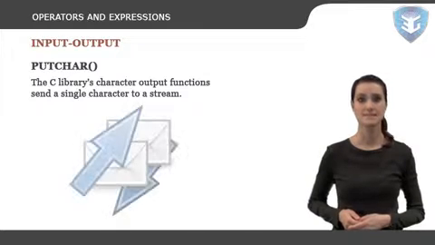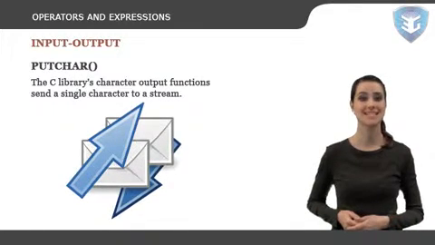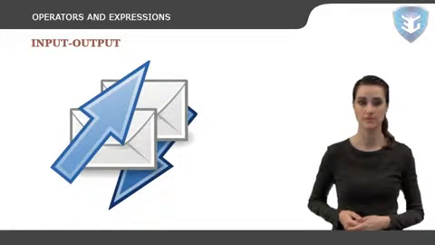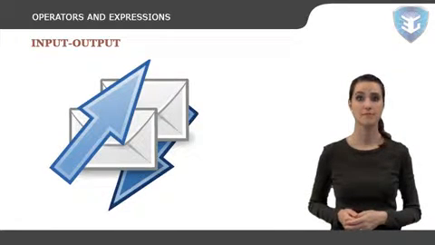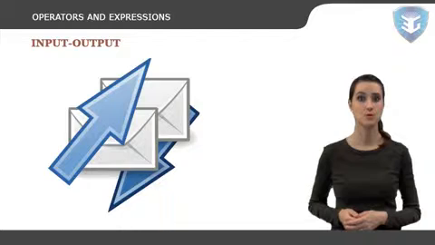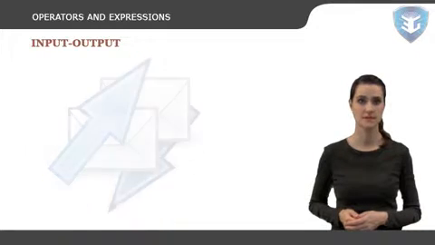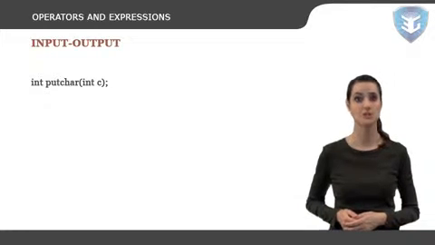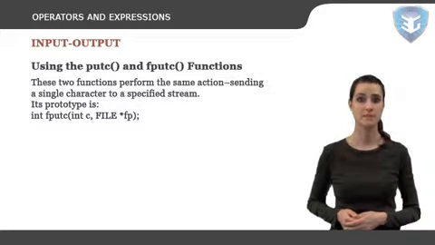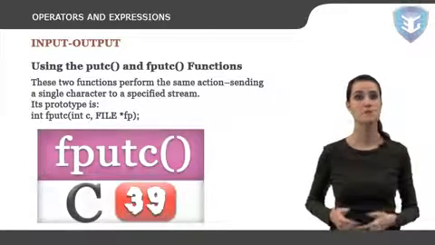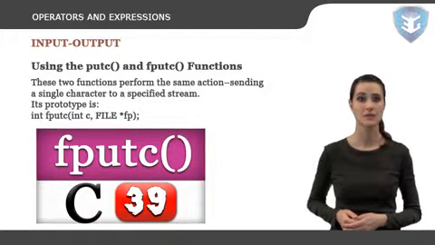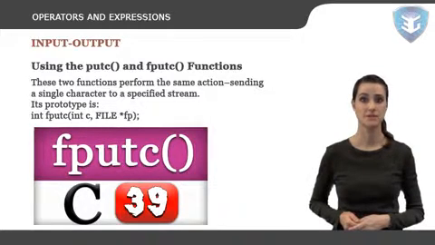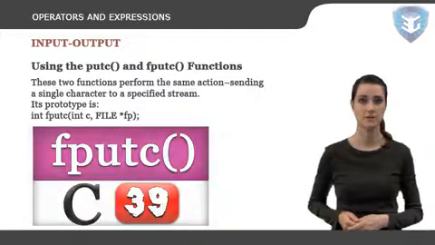The putchar function. The C library's character output functions send a single character to a stream. The putchar function sends its output to stdout. The functions fputc and putc send their output to a stream specified in the argument list. The prototype for putchar, which is located in stdio.h, is shown here. Using the putc and fputc functions. These two functions perform the same action, sending a single character to a specified stream. The putc function is a macro implementation of the fputc function. Its prototype is shown here.